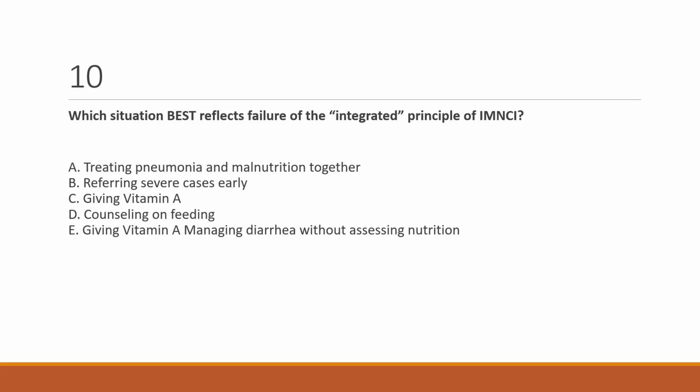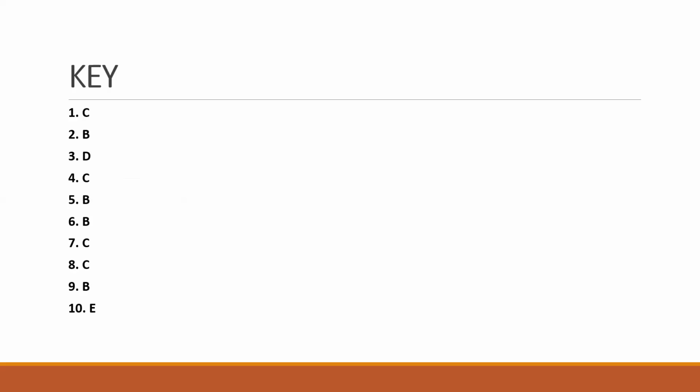The last MCQ: which situation best reflects the failure of the integrated principle of IMNCI? A, treating pneumonia and malnutrition together. B, referring severe cases early. C, giving vitamin A. D, counseling on feeding. E, managing diarrhea without assessing nutrition. The right answer is E, because IMNCI demands an integrated approach. If we manage a patient with diarrhea without assessing the nutritional status of the child, it represents the failure of integration of IMNCI. This is the key to all the MCQs.